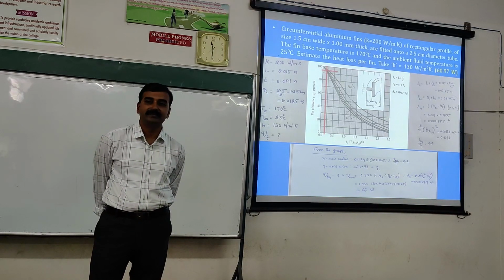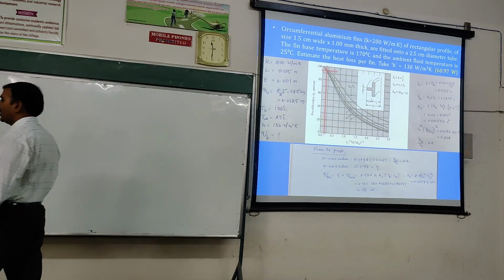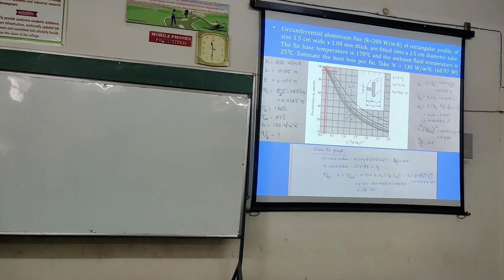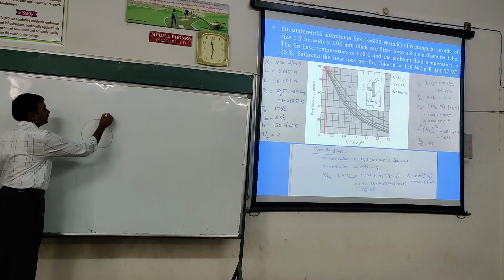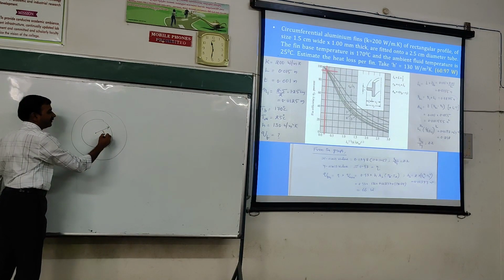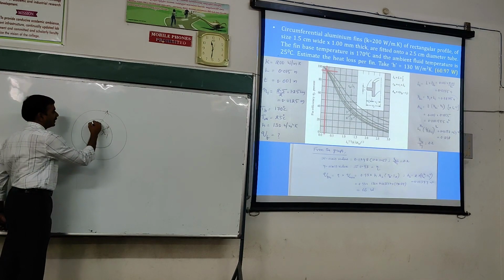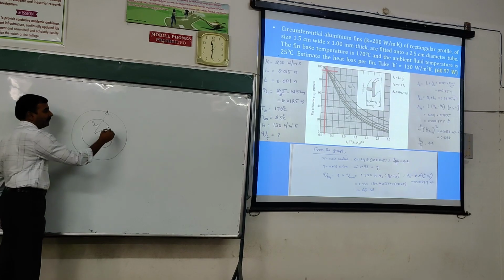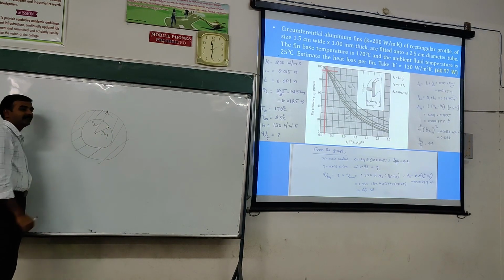Pi what? Come on. Pi r square. Pi r square is the area of a solid circle. Now, this is the inside radius of the fin, and this is R2C. Now I am asking for this area. This is the area that is available for heat transfer.